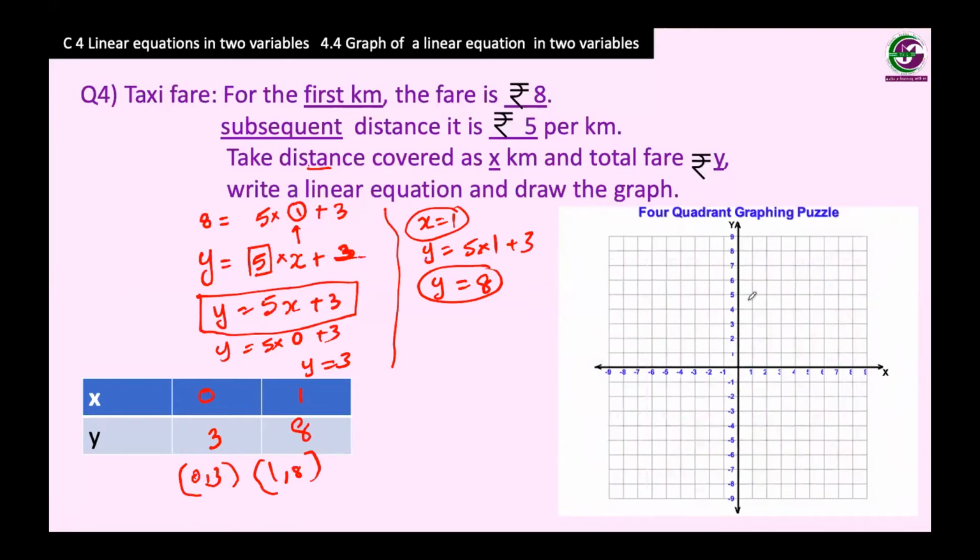From 0, 3 steps up. So this is the first point. And from 1, 8 steps up. So these are the 2 points. So this is the line passing through the given points.